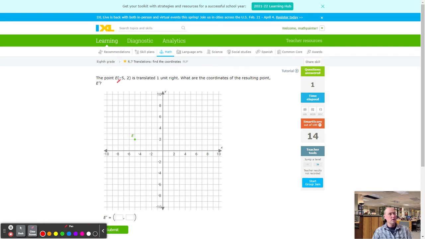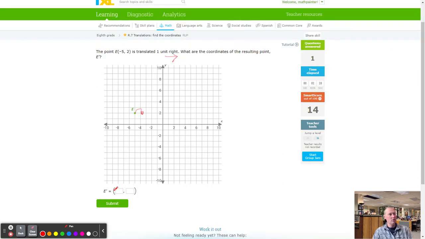All right. So the point E (negative 5, comma 2) is translated 1 unit right. 1 unit right is that way. So we're going to take E and go 1 unit right, which lands right there. Now, the coordinates here describe the new location of E prime, and that little apostrophe means prime, which is the new location. Now to get to E prime, we are going to go to the X value first, which is negative 1, negative 2, negative 3, negative 4. So negative 4 is first.